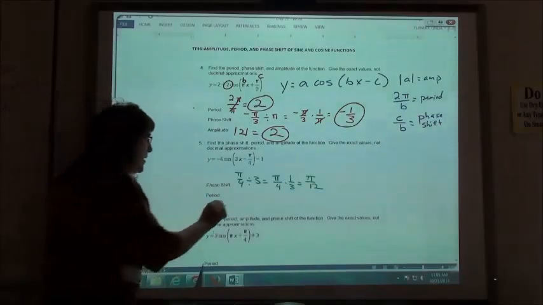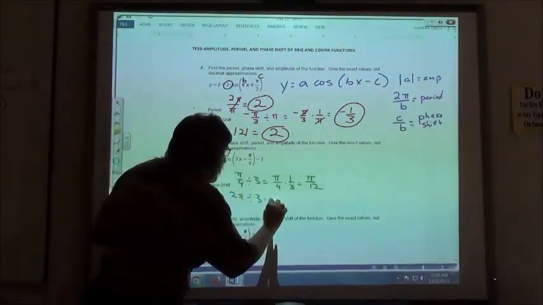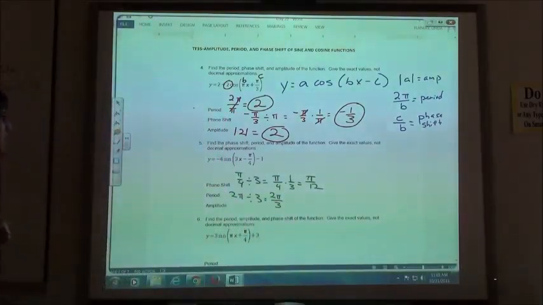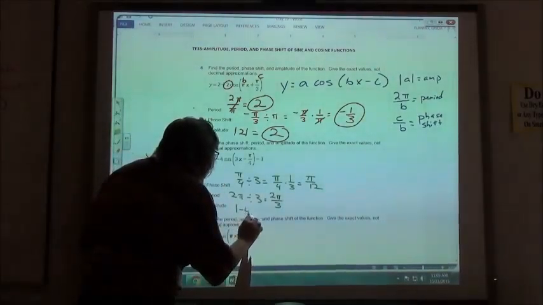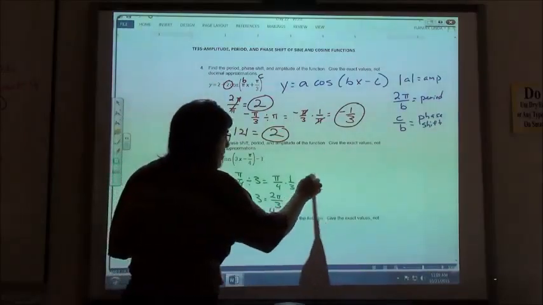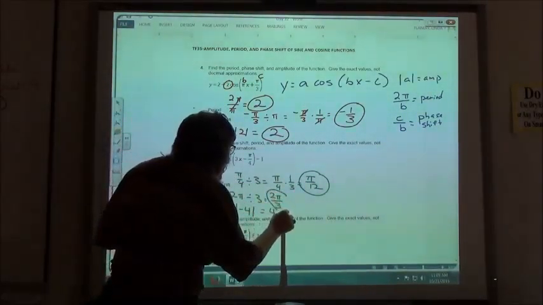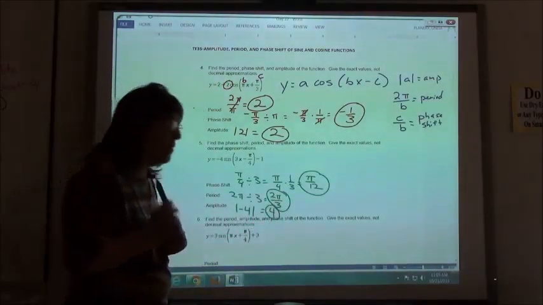My period, 2 pi divided by b. So I'd have 2 pi over 3 for my period. And my amplitude, the absolute value of A, so the absolute value of negative 4, going to give me positive 4. So my phase shift was pi over 12, my period, 2 pi over 3, and my amplitude going to be 4.